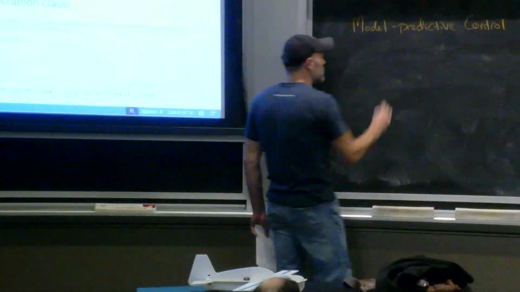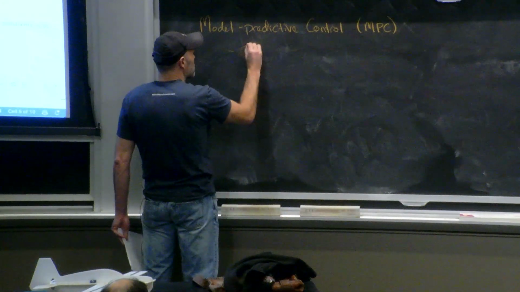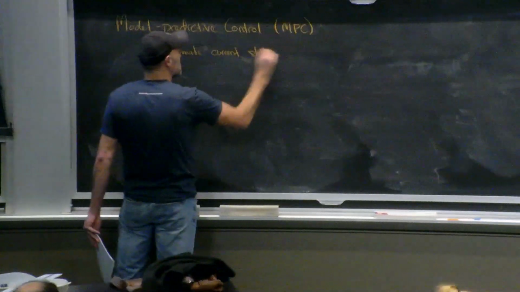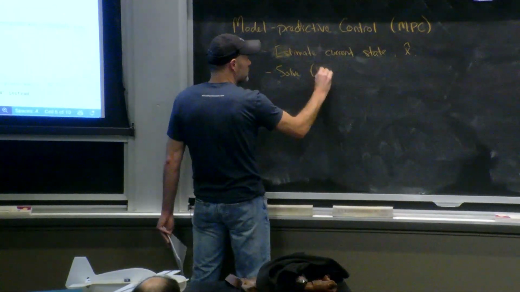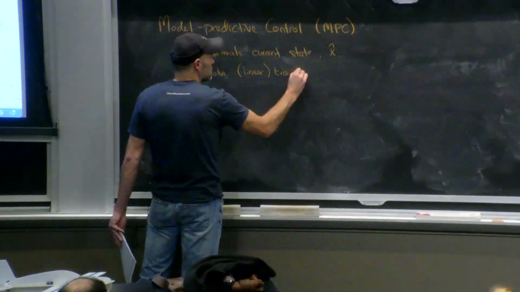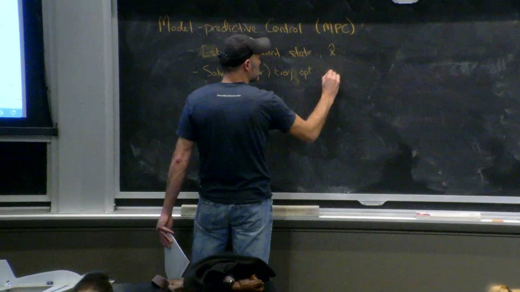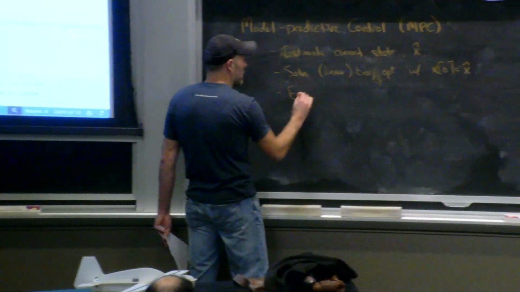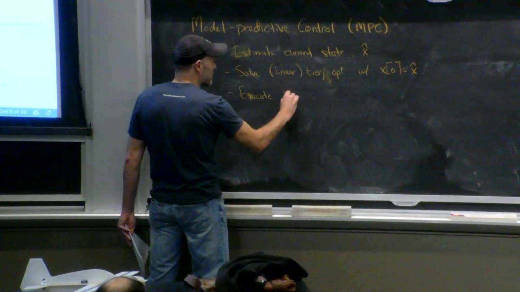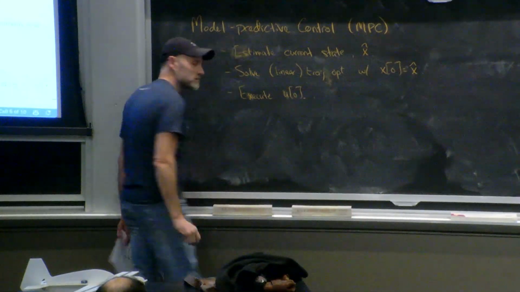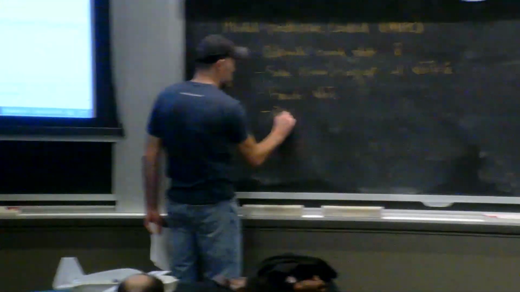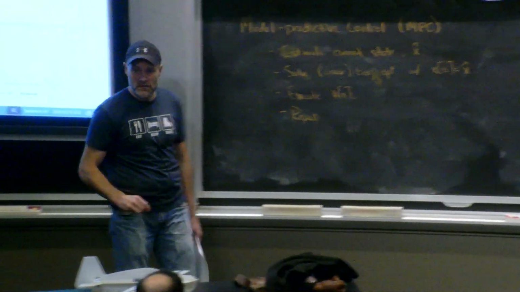Okay, basically: observe the current state, or estimate, let's say. Solve, let's say, for instance, we've only talked about linear traj opt. And then I'll execute on my robot, send the command to the robot, just the first action. And then I'll let physics evolve my dynamics. I'll be in a new state. And I'll repeat. Okay?